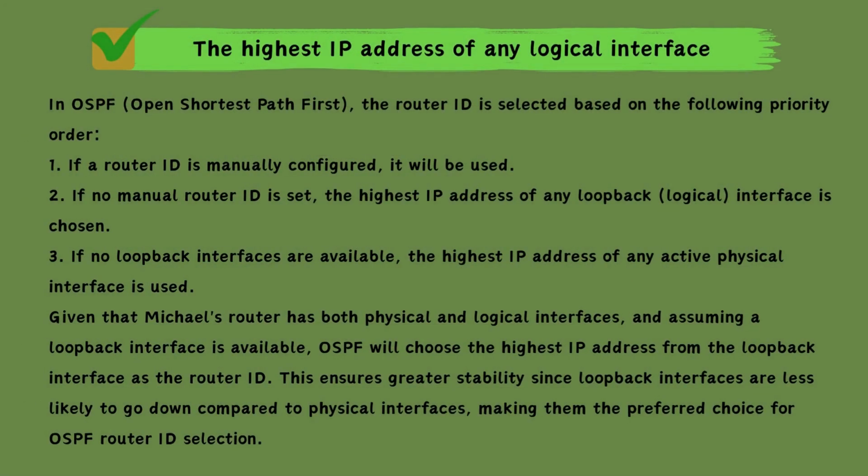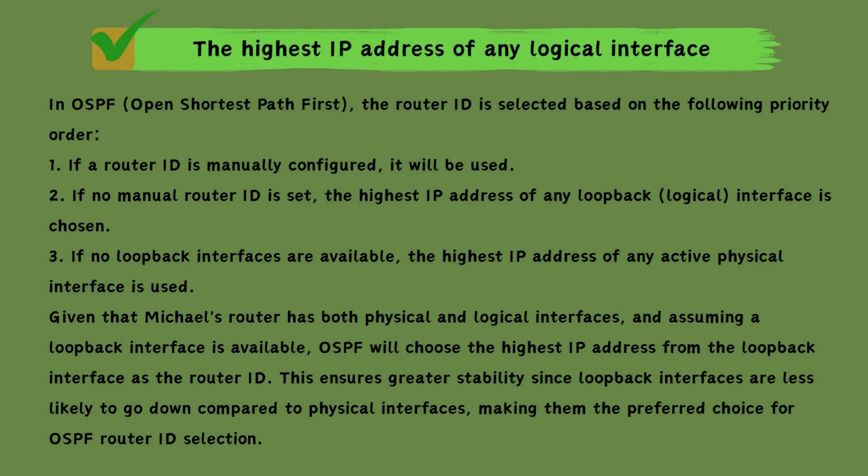In OSPF, Open Shortest Path First, the router ID is selected based on the following priority order. 1. If a router ID is manually configured, it will be used. 2. If no manual router ID is set, the highest IP address of any loopback logical interface is chosen. 3. If no loopback interfaces are available, the highest IP address of any active physical interface is used.